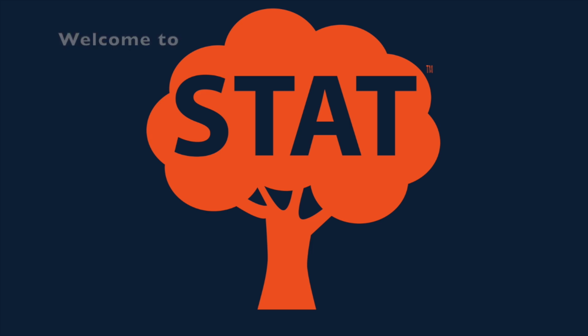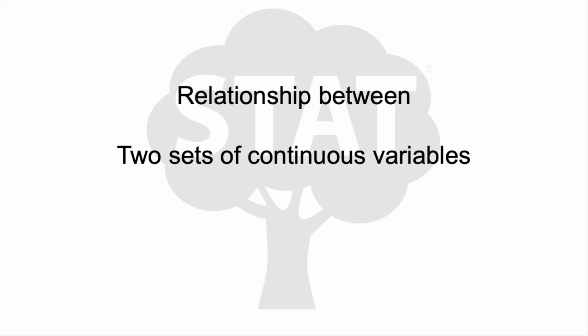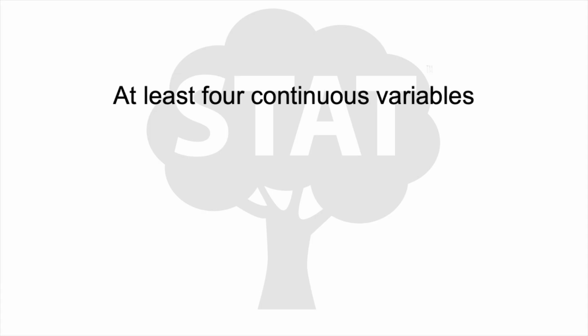Welcome to the Stat Tree video module for canonical correlation. To test whether there is a relationship between two sets of continuous variables, the canonical correlation would be appropriate. You will need at least 4 continuous variables in order to run this test.